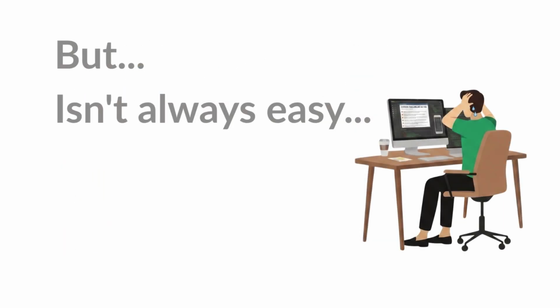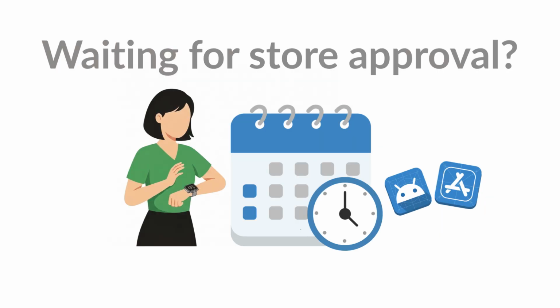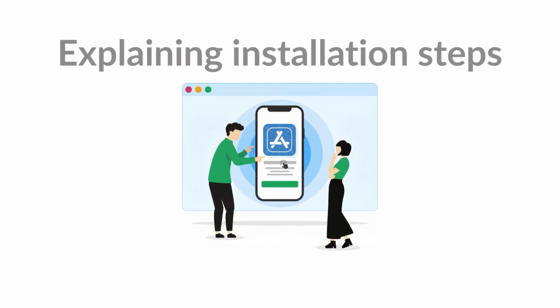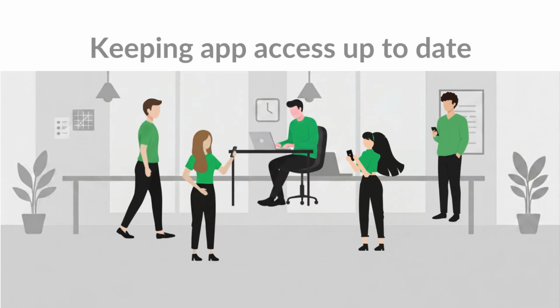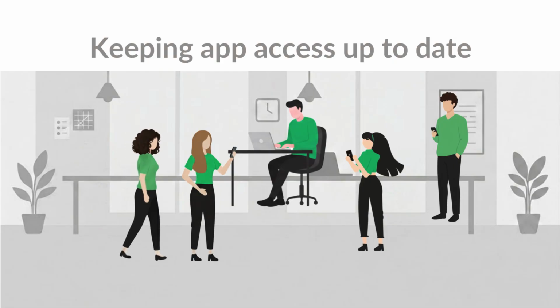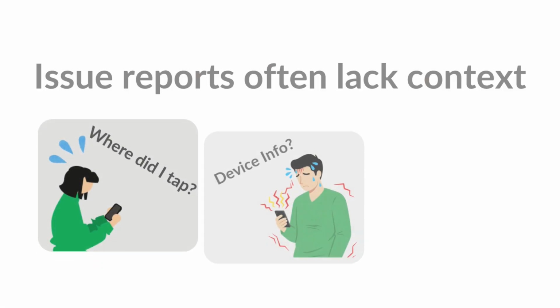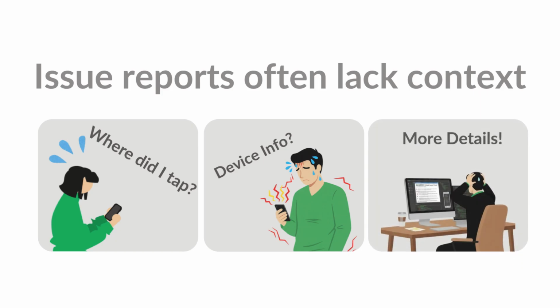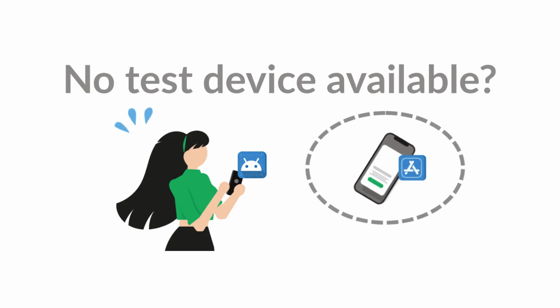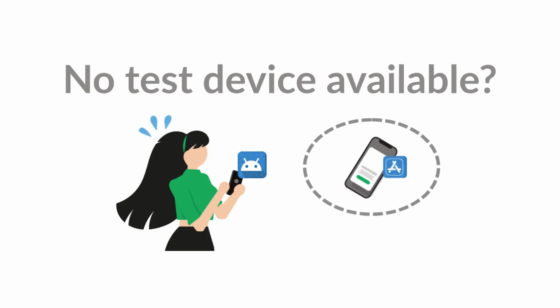But getting test builds into the right hands isn't always easy. Want to start beta testing without waiting for App Store approval? Explaining installation steps to every tester takes time. As team members come and go, keeping app access up to date becomes more complicated. When issues arise during testing, gathering device details, app information, and logs can mean endless back and forth. And sometimes, the device you need simply isn't available.